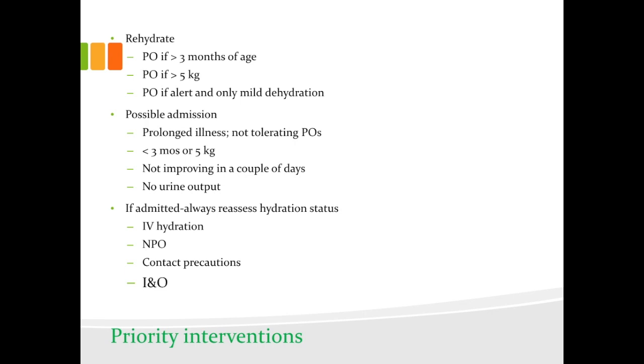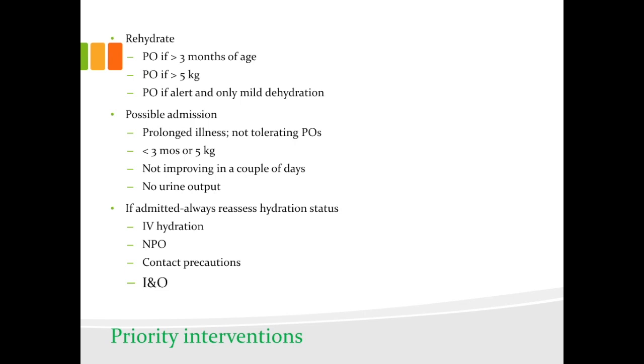Who gets admitted? Prolonged illness, they're not tolerating POs, they're less than 3 months of age or less than 5 kilos in weight. Or the mom reports that they've already done all of the things we've asked them to do and the kid isn't getting better. Or if the child has no urine output. If they're admitted, always reassess the hydration status, because we have a tendency to forget when we give IV fluids that these kids perk up really quickly, and next thing you know, we've overhydrated them.